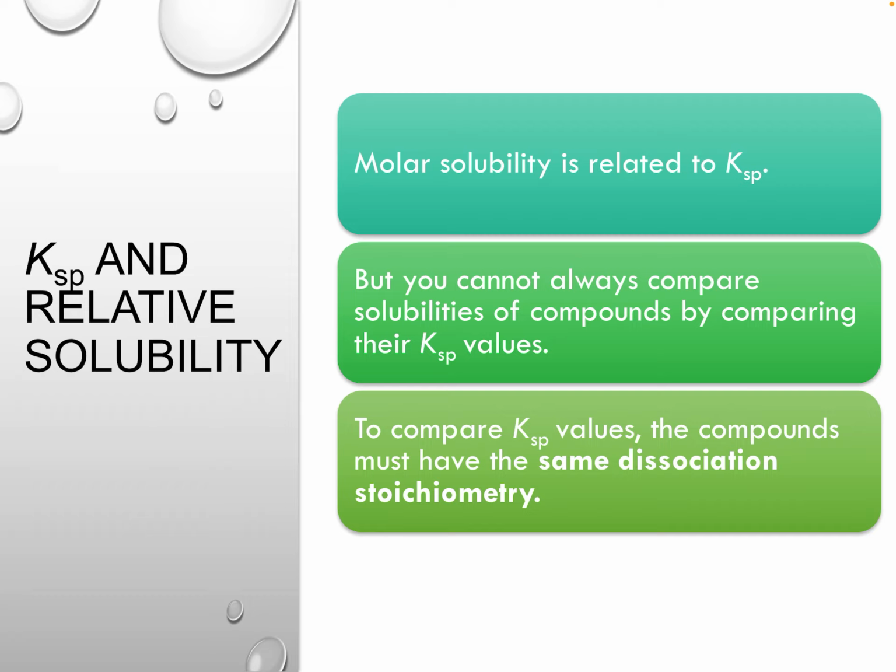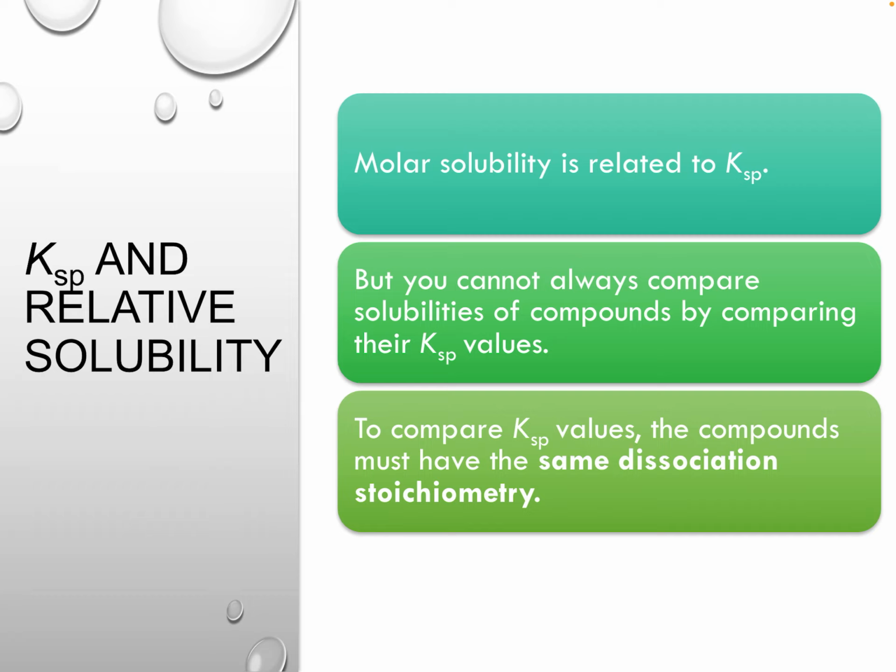But we can't always compare the solubilities of these compounds by comparing their KSP values because they're not always reacting in the same ratio, right? When we had the silver chloride, that was a 1-to-1 ratio, but with the silver phosphate, we needed 3 silvers for every 1 phosphate. So we can't compare those KSP values to each other because they have different dissociation stoichiometry. They're not dissociating into equal numbers of pieces.